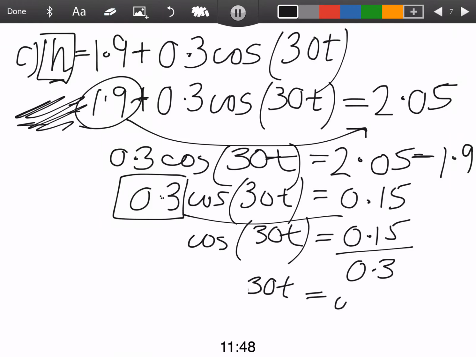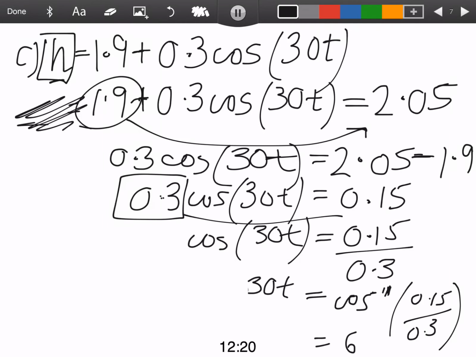To do this bit here, we're going to do inverse cos. Okay, inverse cos, that's a wee inverse cos, shift cos to the -1. And remember, if it was a negative, you ignore the negative. Inverse cos, I would put in brackets, inverse cos, open bracket, 0.15 divided by 0.3, close the bracket. And on my calculator, I get it's equal to 60.